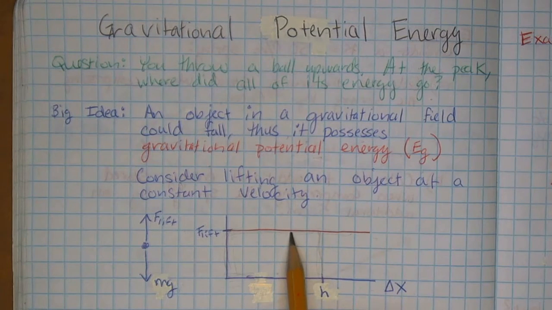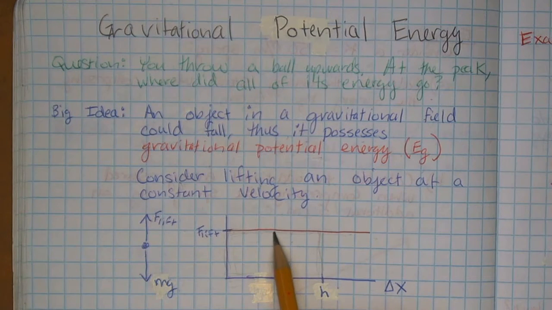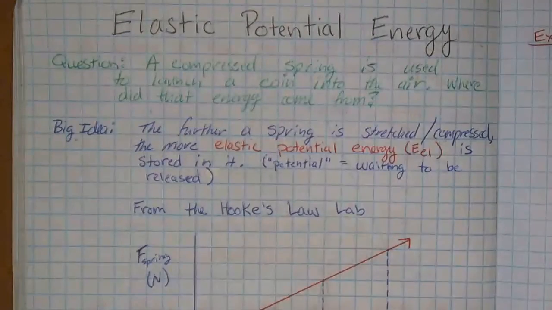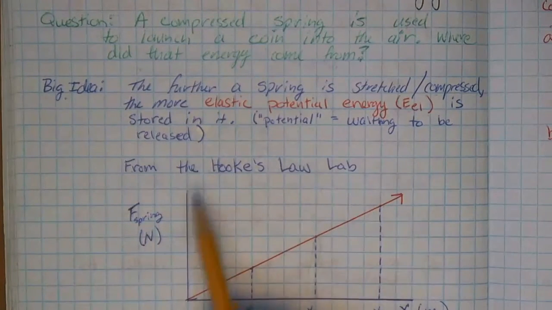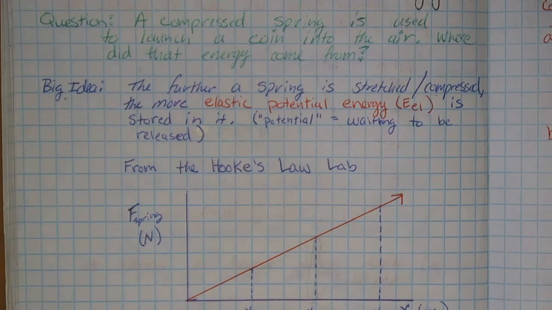The force that you need to apply to that object would be the same to lift something starting at 1 meter or starting at 3 meters. The lift force does not depend on the height of the object. In comparison to springs, where when we made a force versus x graph to stretch a spring, 2 meters takes more force than it does at 1 meter. Meaning it gets harder and harder to stretch or compress a spring.